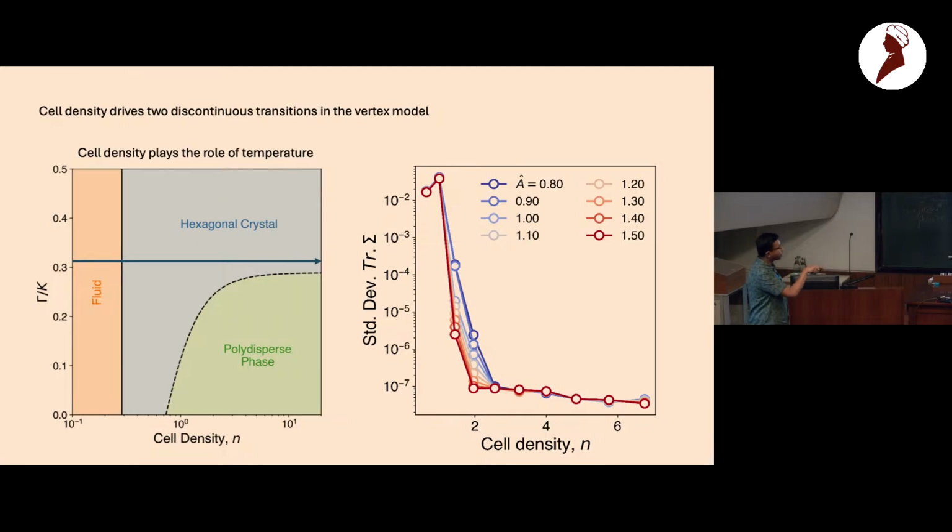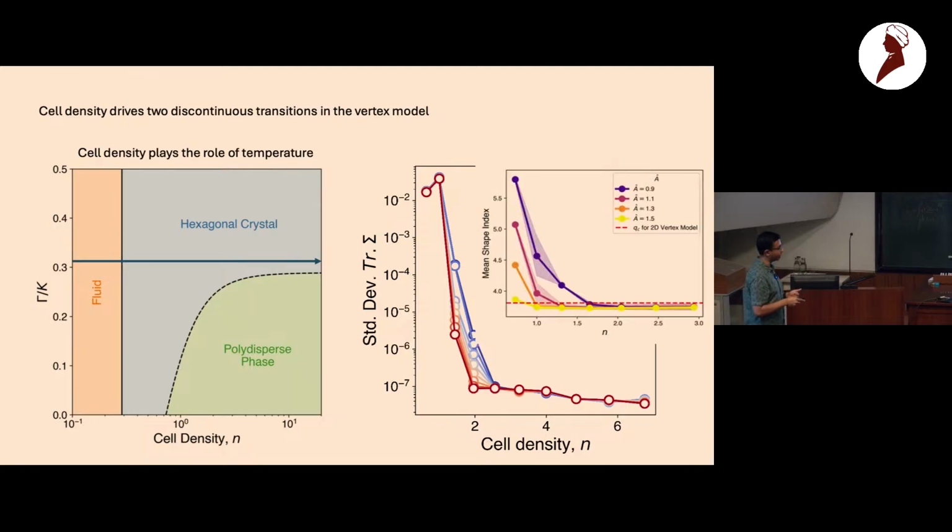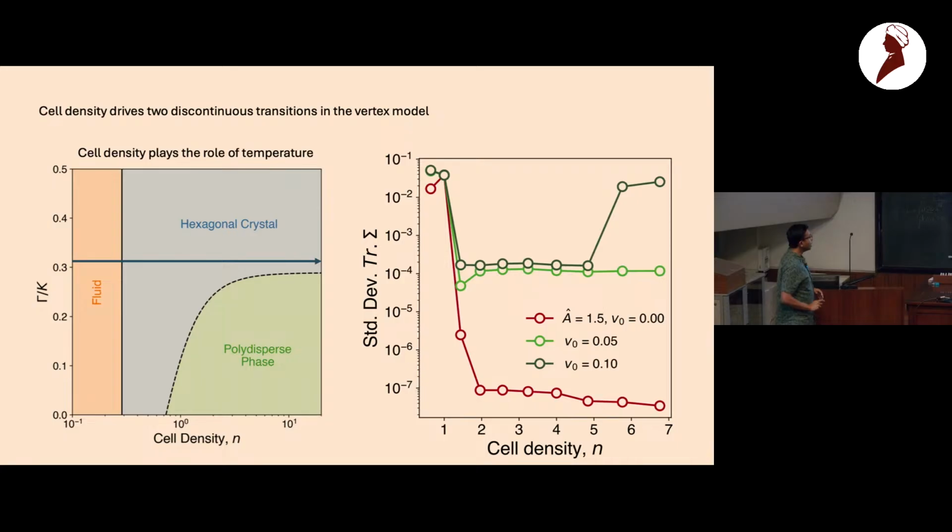This calculation is done in the absence of any motility, but we know in real systems there is motility. So we can add a little bit of motility and see what happens. Before that, this transition correlates with where people have predicted the shape index driven transition. Wherever the shape index goes below this sacred number, we see the discontinuous transition happening.